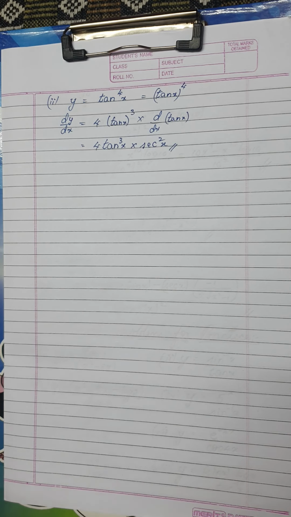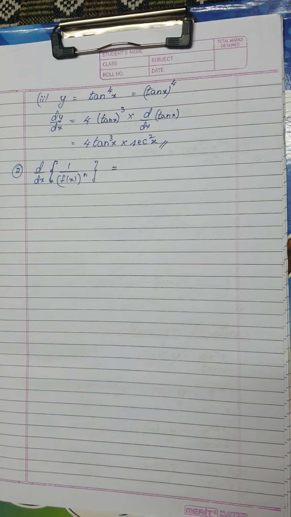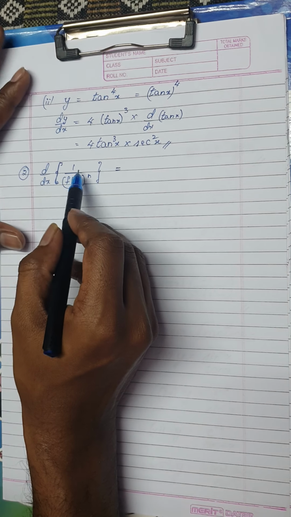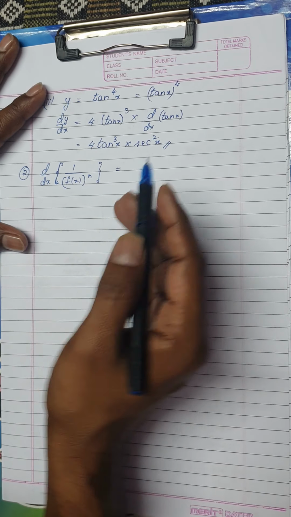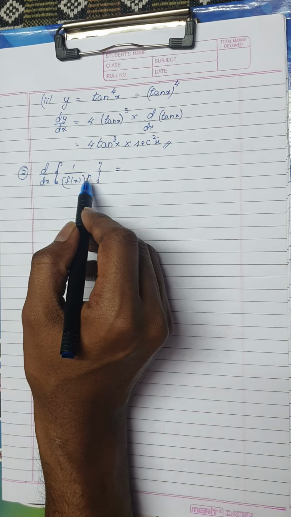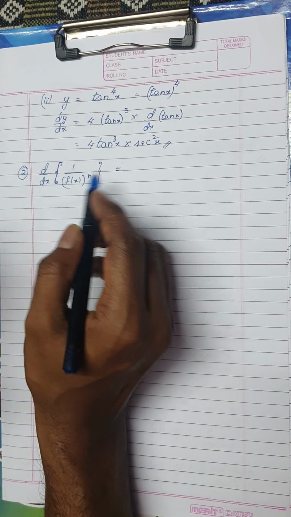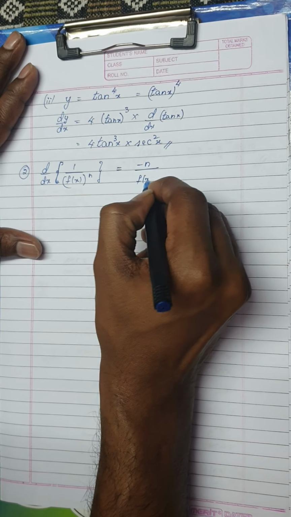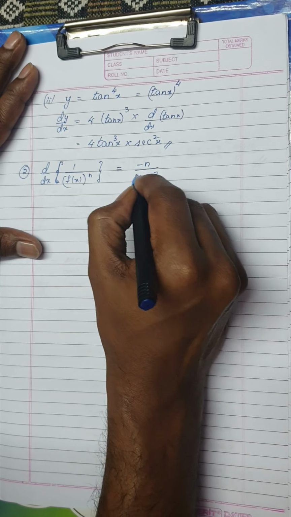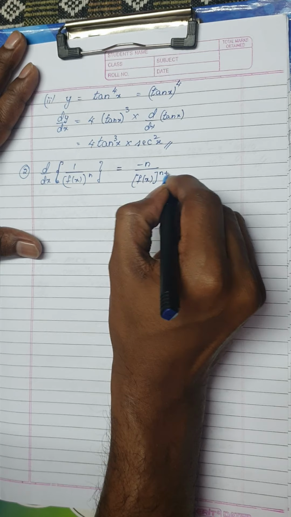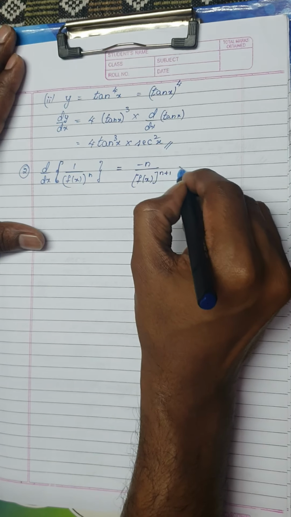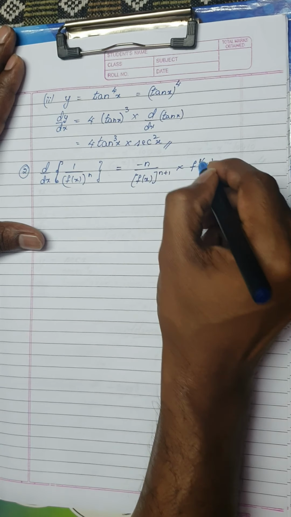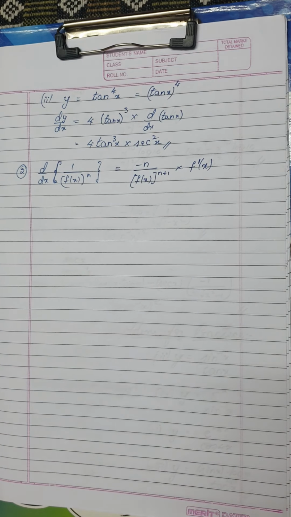Okay, the next formula is the derivative of 1 by f of x whole power n, that is, instead of 1 by x power n, in place of x I have a function. So the formula is the same, minus n divided by, instead of x you write f of x. So minus n divided by f of x power n plus 1 into the differentiation of f of x. So the differentiation of f of x is f dash of x.